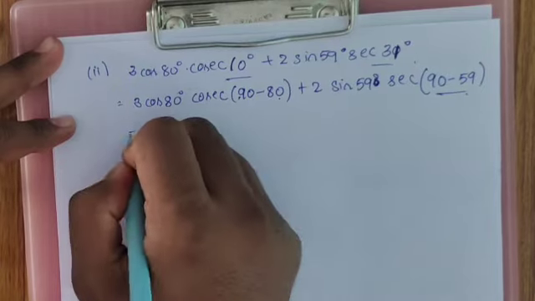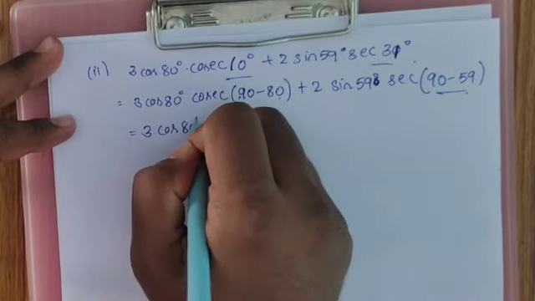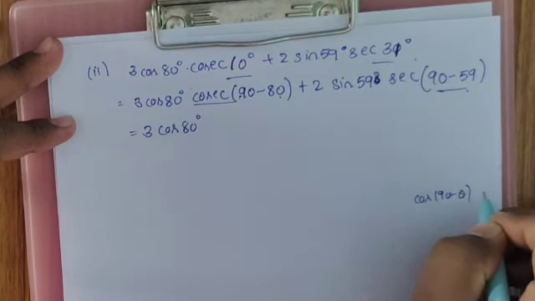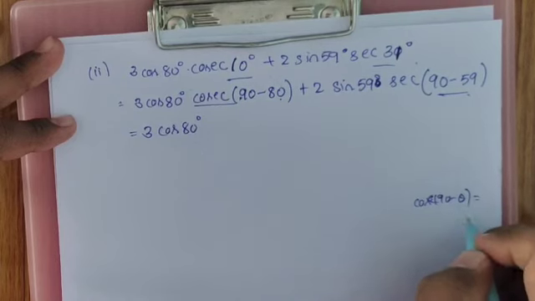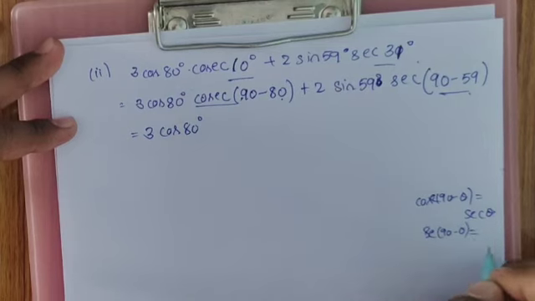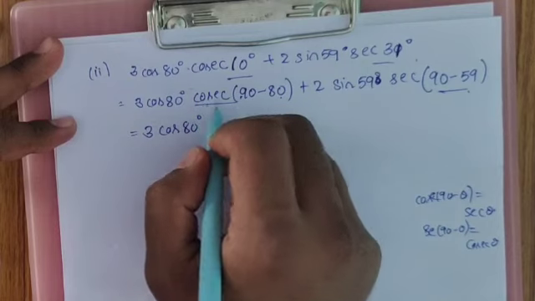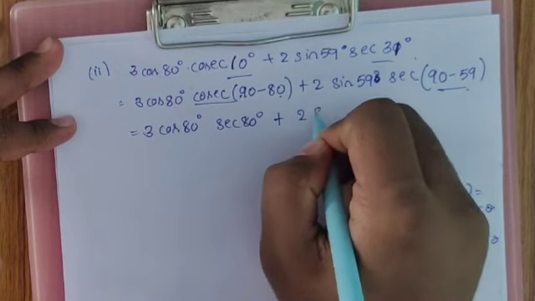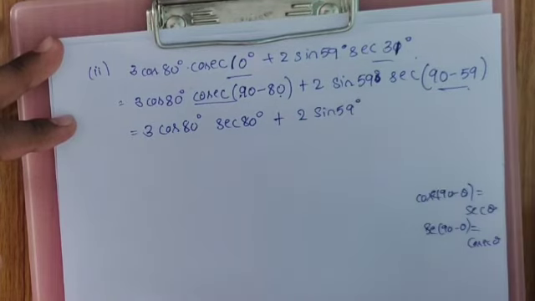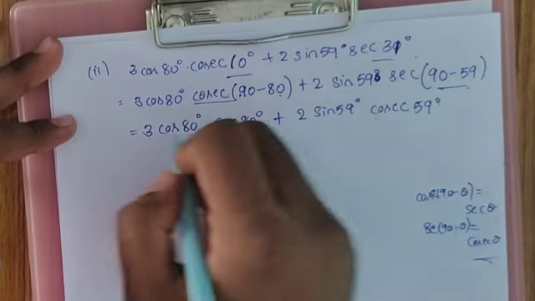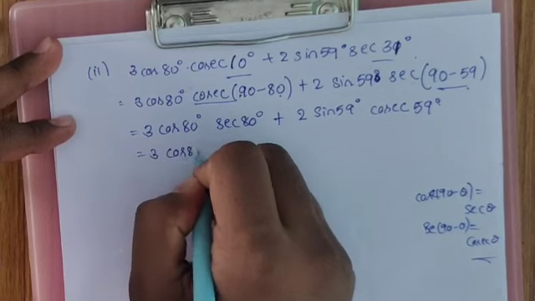So this 3 into cos 80 degrees will be as it is. So cosecant of 90 minus theta becomes secant theta. Similarly, secant of 90 minus theta becomes cosecant theta. So by that rule we will change this as, cosecant theta becomes secant of 80 degrees, plus 2 into sin 59 degrees will be as it is. So secant becomes cosecant of 59 degrees.